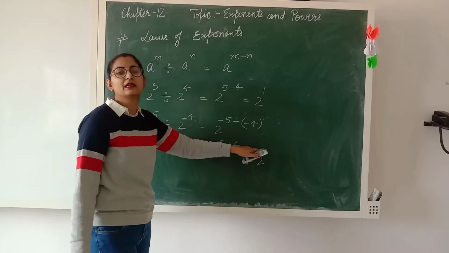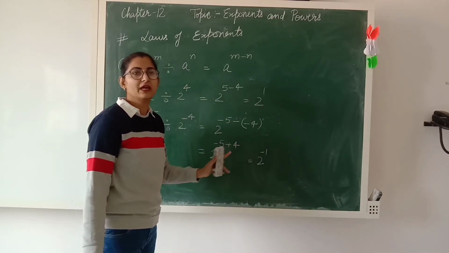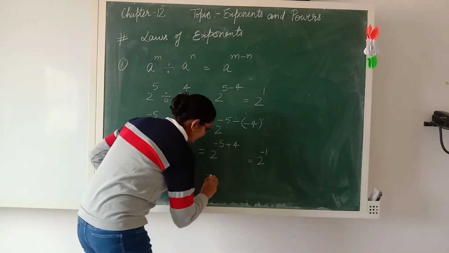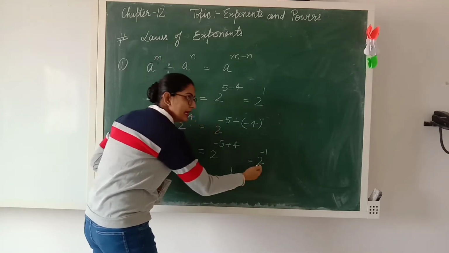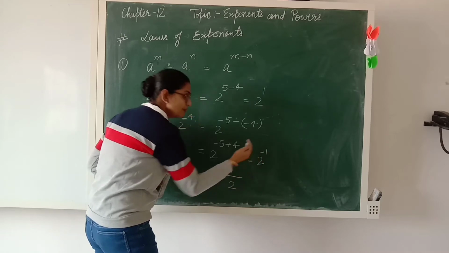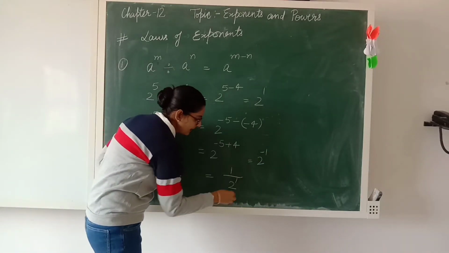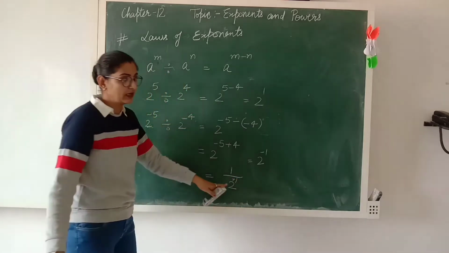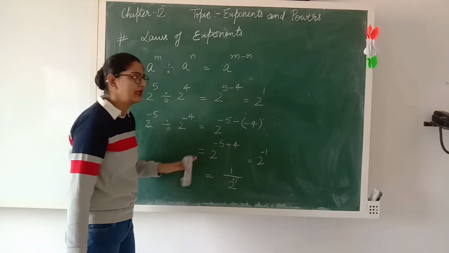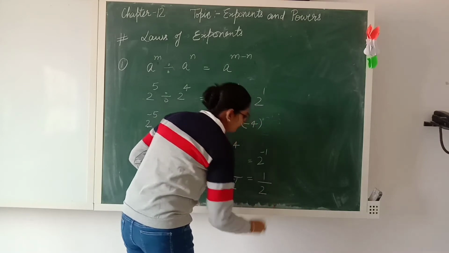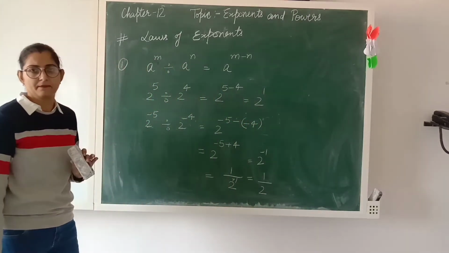Now the exponent is negative. So what do we have to do? We have to just take the reciprocal of this number to make it positive. So 1 by 2, and the power minus 1 becomes positive. Whenever it is in the denominator, it becomes plus 1. If you want to write 1 as a power, you can write it, otherwise you don't need to write 1 as a power. So 1 by 2 is our answer.